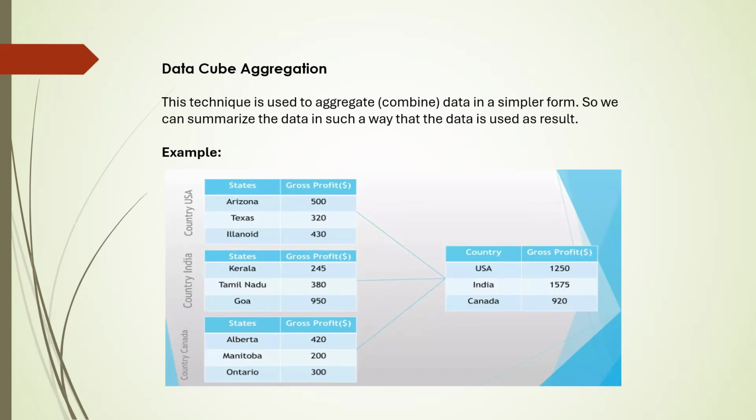Let's take an example. See here, there are three countries, Canada, India, and USA. They are divided into states. There are three states for each one, and it represents the gross profit of the states. Instead of taking these nine columns as states for profits, we can consider the country. There are unique countries. So we can take each country, USA, India, Canada, and sum all the profits of each country. So it reduces the size. This is nothing but combining the complex data into a simpler form.